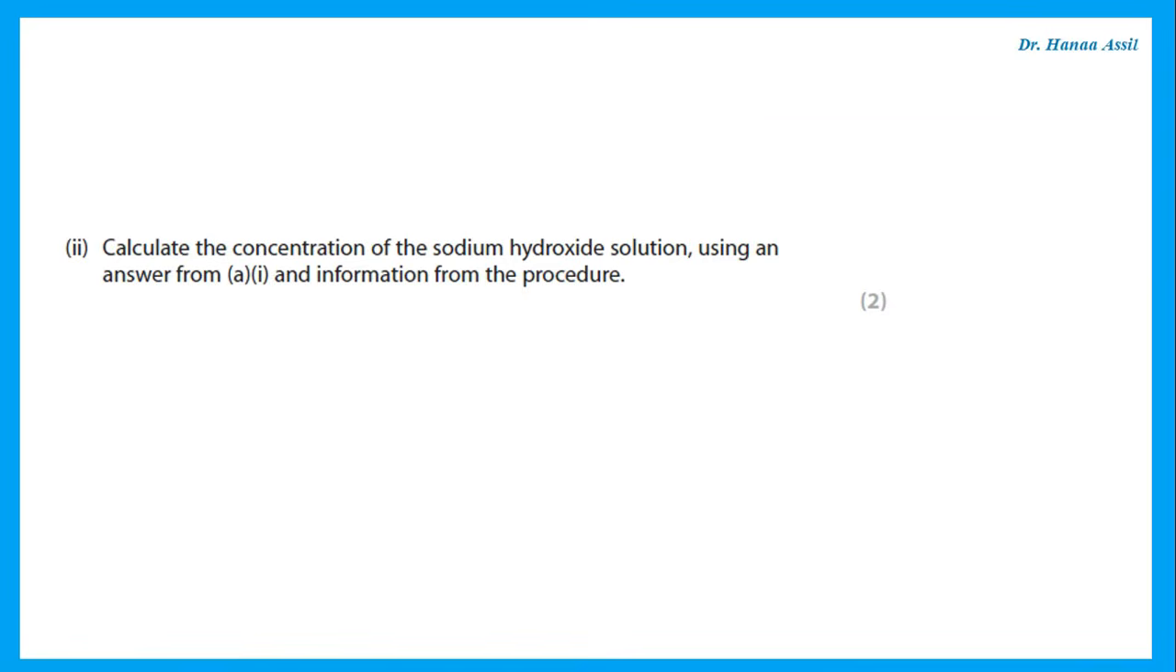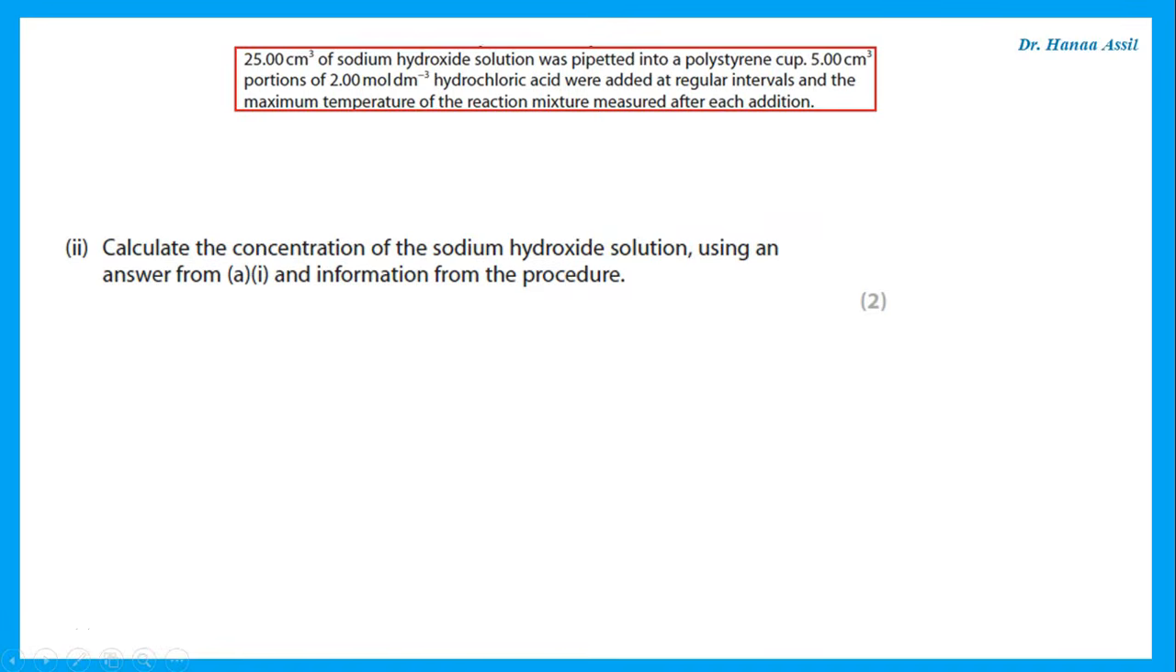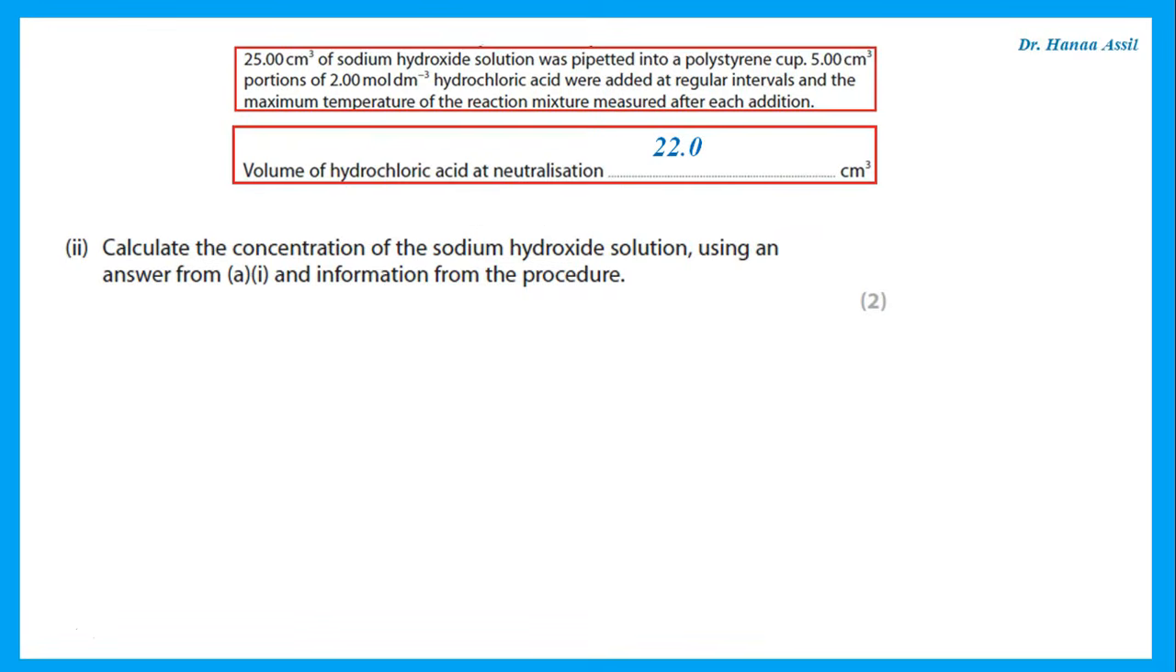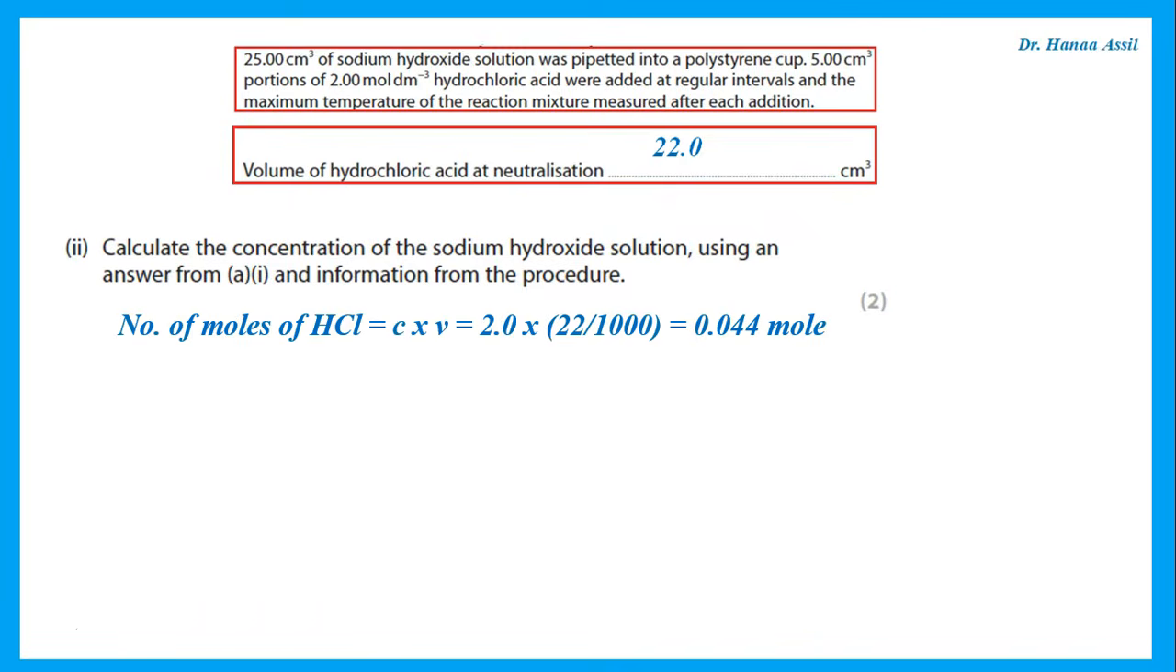Calculate the concentration of sodium hydroxide solution using an answer from A1 and information from the procedure. So what do we have? We are told that we have 25 cm³ of sodium hydroxide, and we added portions and measured the temperature, and we find that the total volume of HCl added was 22. So first of all, I can get the number of moles of HCl. Concentration of HCl, we're given up there, is 2 mol/dm³, times the volume over 1,000. This gives the number of moles of HCl.